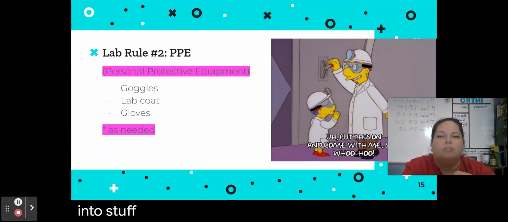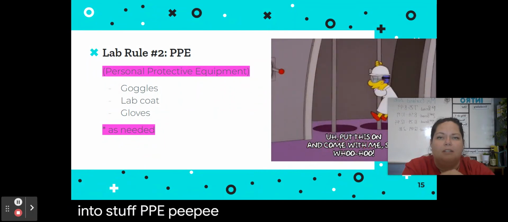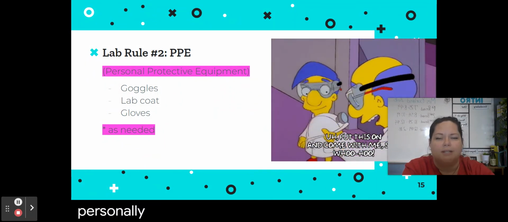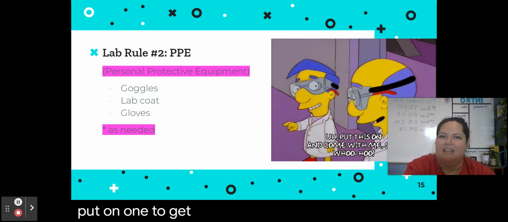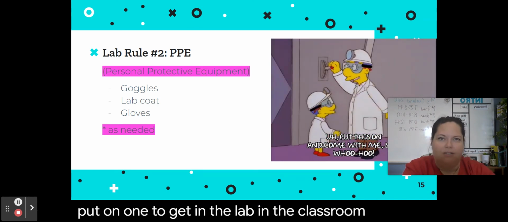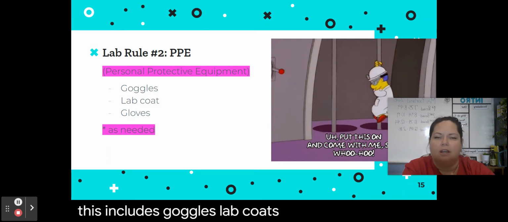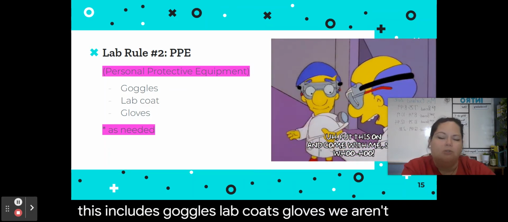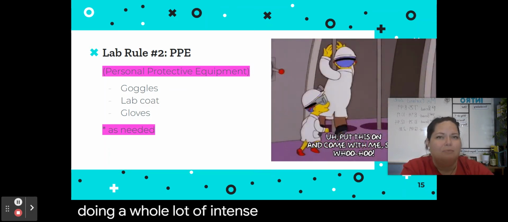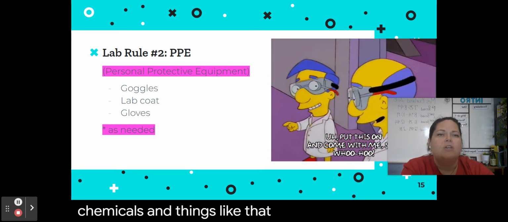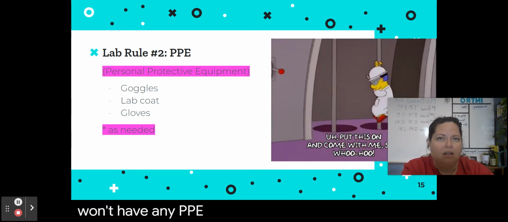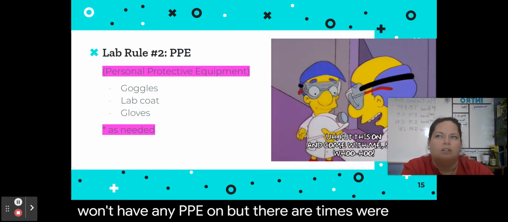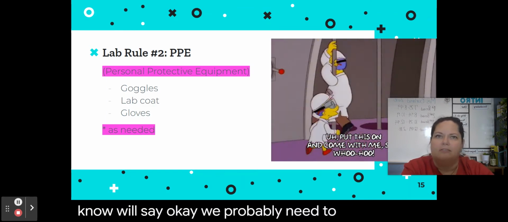All right, lab rule number two, PPE. PPE is the shortened way to say personal protective equipment. This is the stuff you put on once you get in the lab, in the classroom. So this includes goggles, lab coats, gloves. We aren't really doing a whole lot of intense labs with a lot of chemicals and things like that. So there are times we won't have any PPE on, but there are times where we'll say, okay, we probably need to wear gloves for this.